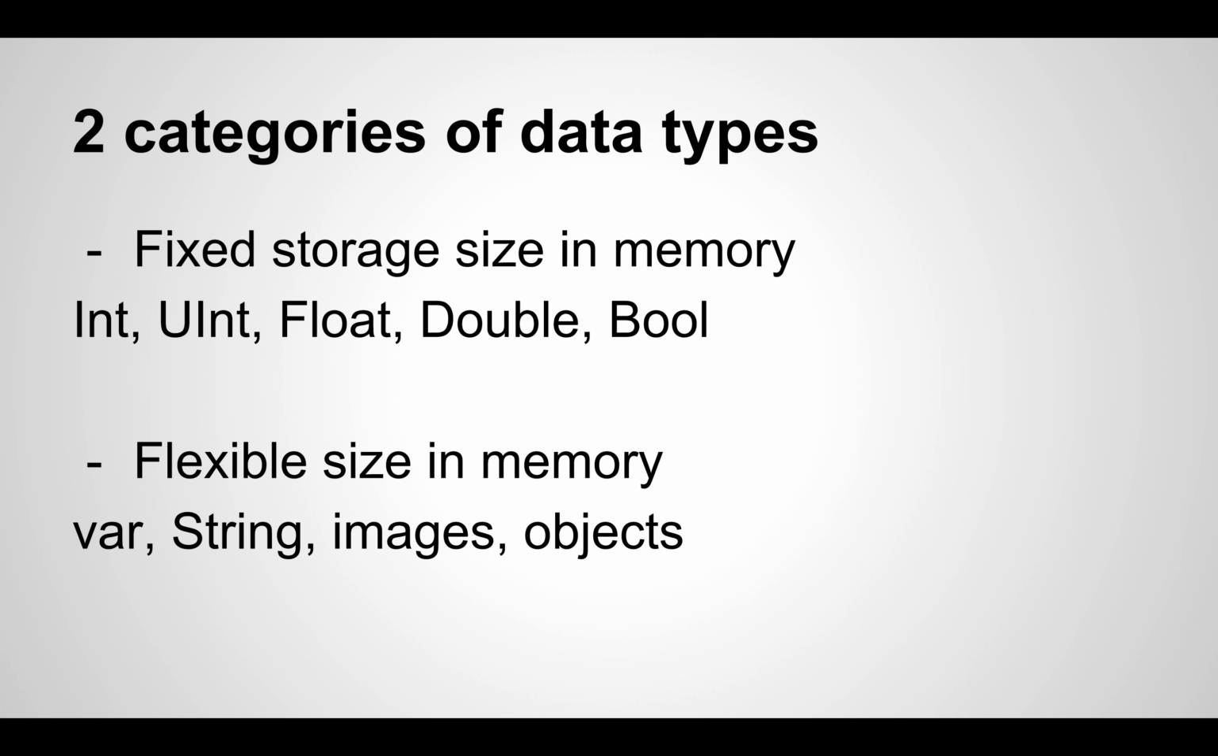Some examples of these data types are var for variable, string, which is text, images, you all know what images are, objects, and more to come.